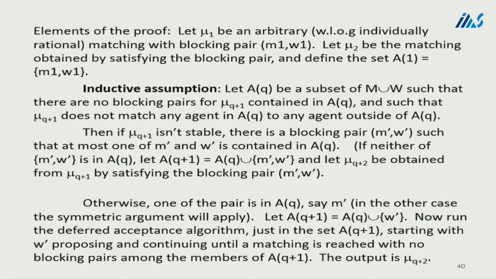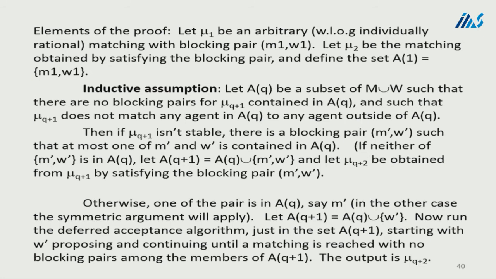Let AQ be a subset of men and women such that there are no blocking pairs for mu q plus 1, the next match in the sequence, in the set AQ. And that mu q plus 1, so there are no blocking pairs contained in AQ, and it doesn't match any agent in AQ to any agent outside of AQ. So you can see we started with mu2. We got the inductive assumption off to a good start. We have this pair that's matched to each other. They're both in the set. They're matched to another person in the set, and they are not a blocking pair to mu2 because they're matched in mu2. So that's the inductive assumption.